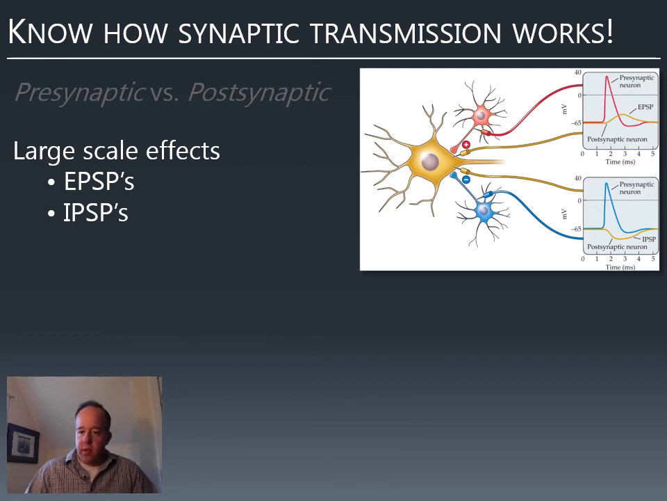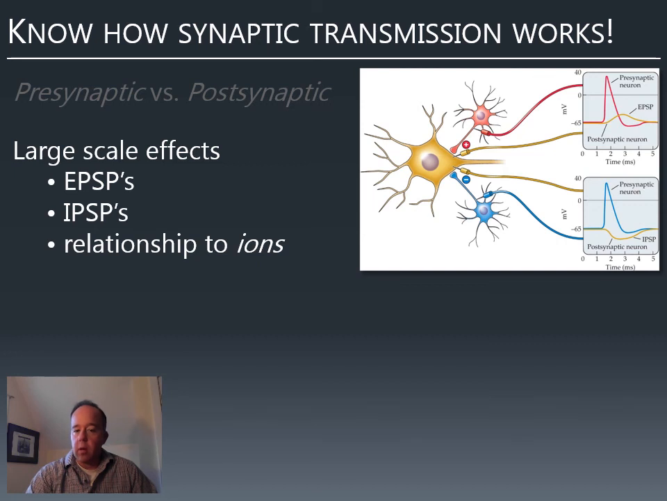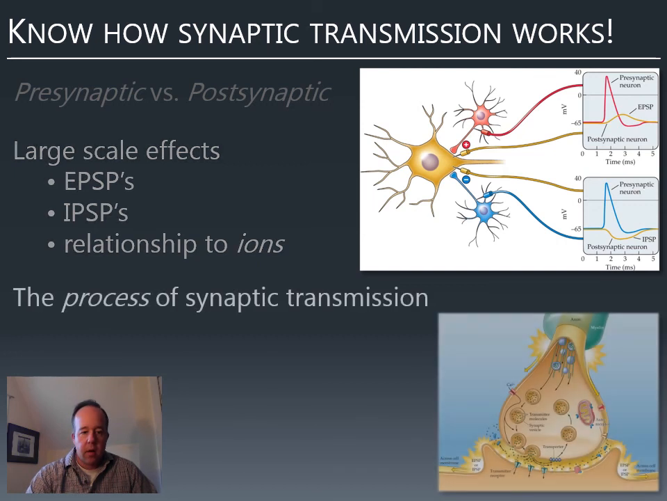So understand that difference. Understand the difference between EPSPs and IPSPs in terms of the results, making action potentials more or less likely, in terms of their mechanism, letting in sodium versus letting in chloride, and in terms of neurotransmitters. EPSPs most commonly glutamate, IPSPs most commonly GABA. And again, relate that to the ions we talked about, sodium and chloride in this case. And understand the mechanics of synaptic transmission.